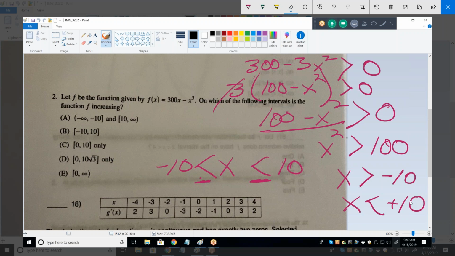So, can't use those, which seems to me that should be parentheses. In other words, at 10, the function is not increasing. It's 0. And, well, hold on a second. Let me think about that for a moment.